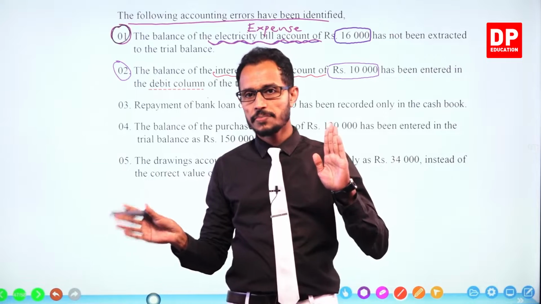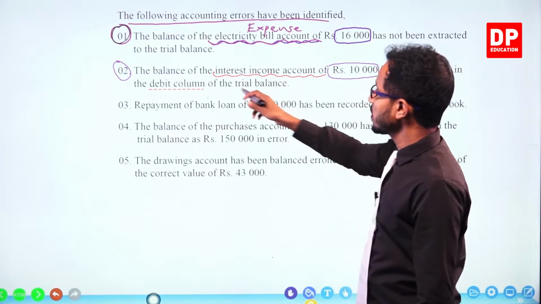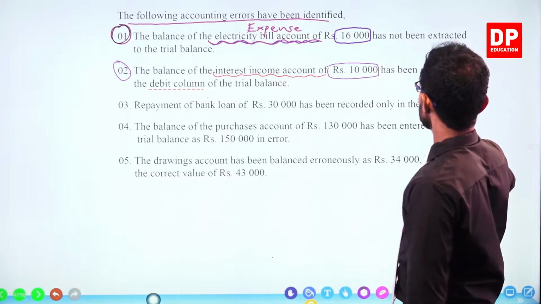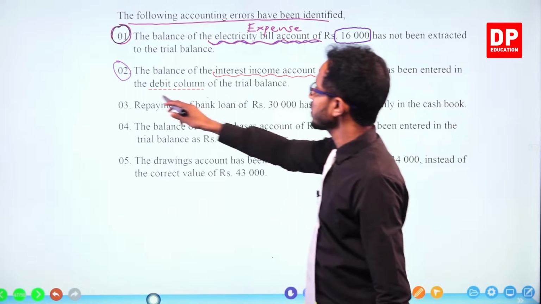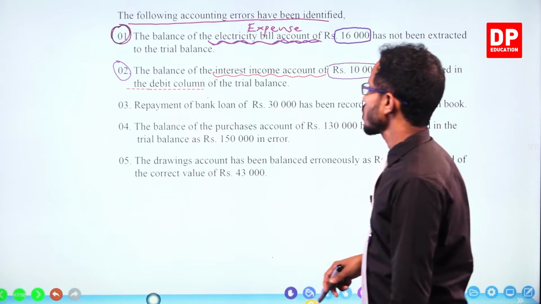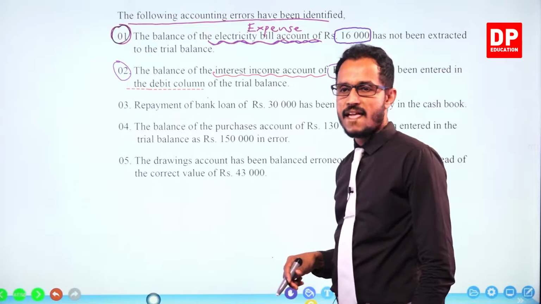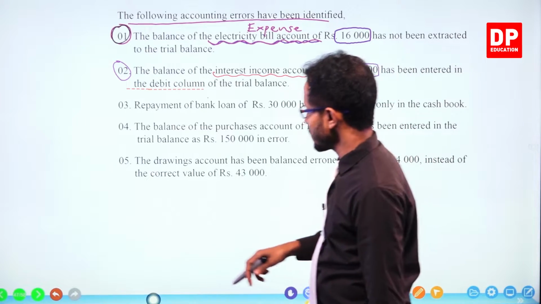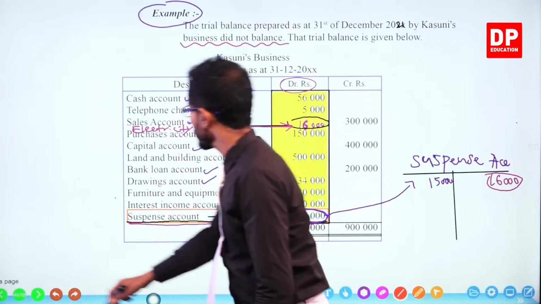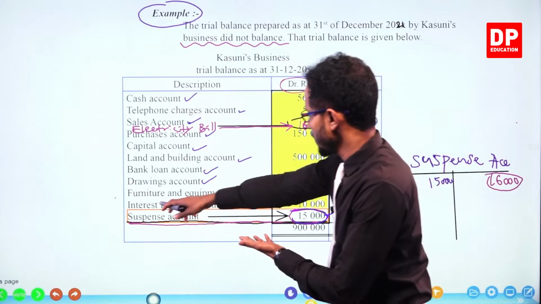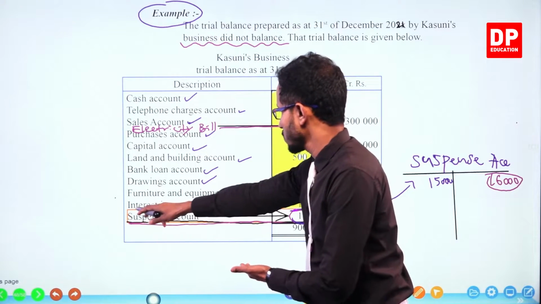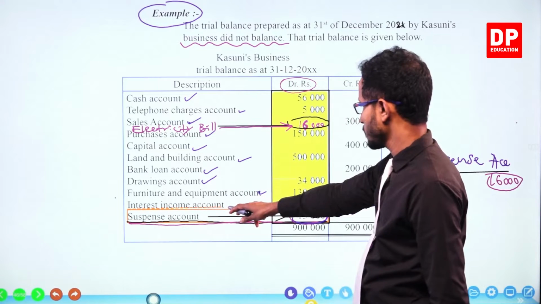Not the debit side. Okay, credit side. But here, the interest income account balance is entered in the debit column of the trial balance. Let's go and see. Interest income here. Oh no, it is in the debit column.